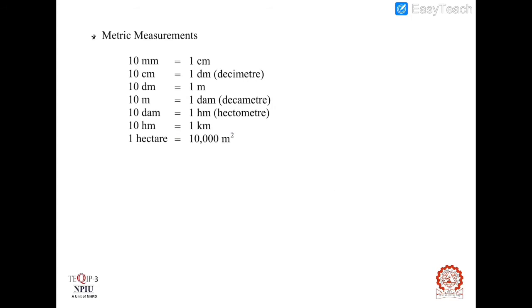Now these are some metric measurements we are going to use to construct a scale on the drawing sheet, so you should remember them. You might have heard about these units in your school curriculum. 10 mm is equal to 1 centimeter, 10 centimeter is equal to 1 decimeter represented by dm. 10 decimeter is equal to 1 meter, 10 meter is equal to 1 decameter, 10 decameter is equal to 1 hectometer, 10 hectometer is equal to 1 kilometer, and 1 hectare is equal to 10,000 meter square.